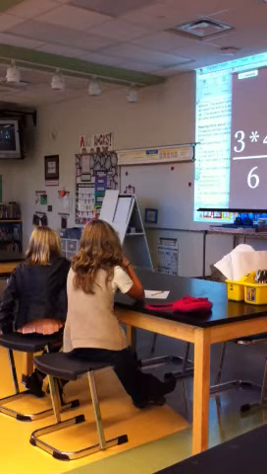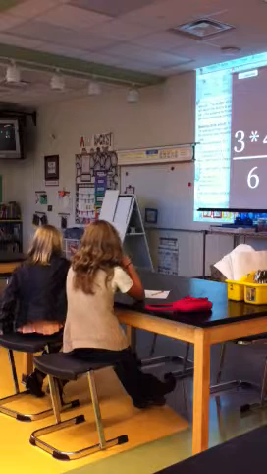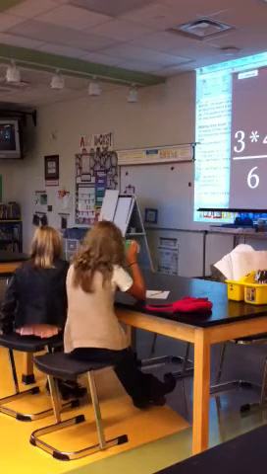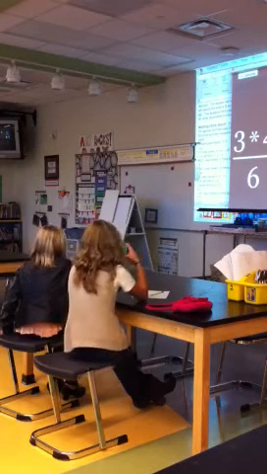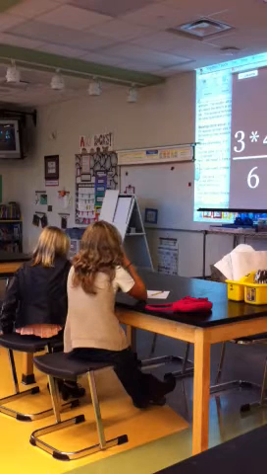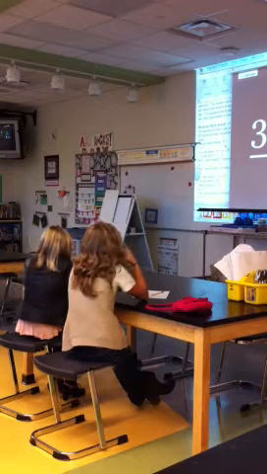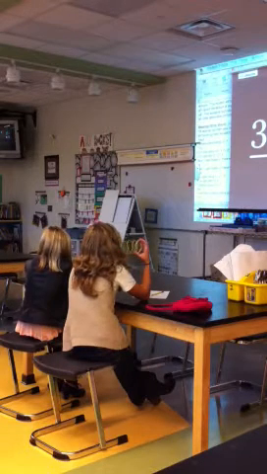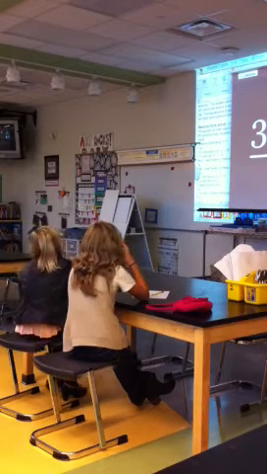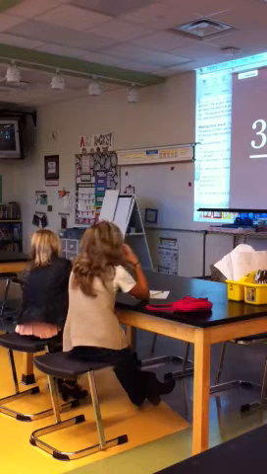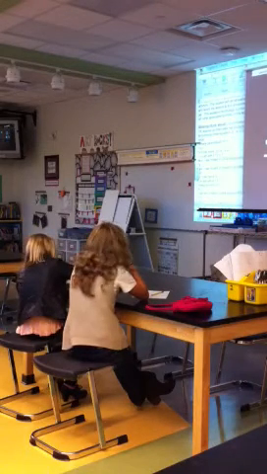So I'm going to start out by asking myself, is there parentheses in this problem? Yes or no? Yes, there's parentheses. So I'm going to solve what's in the parentheses first. And then I'm going to ask myself, is there exponents in this problem? Yes or no? No, there's no exponents. So I'm going to move on to the next step.